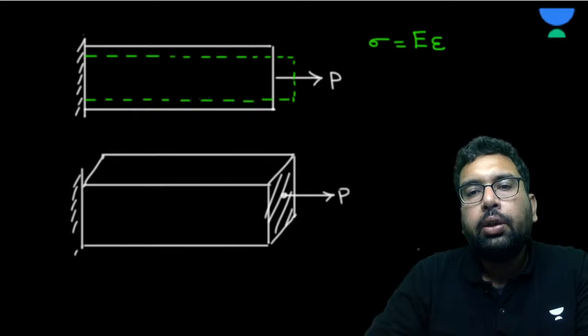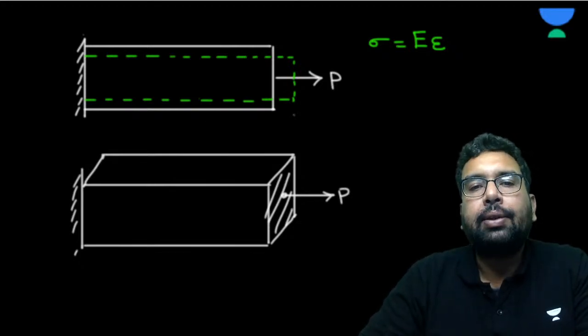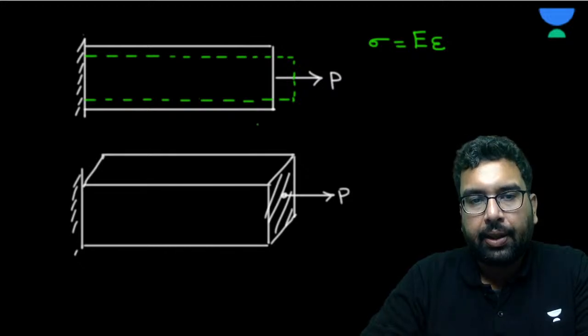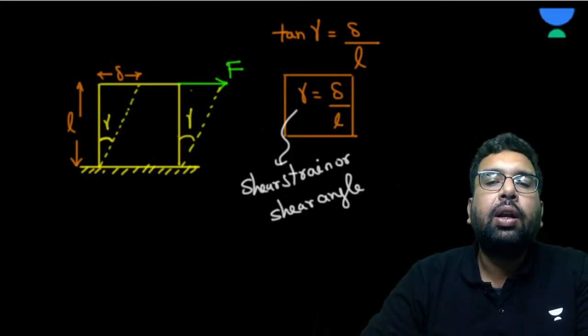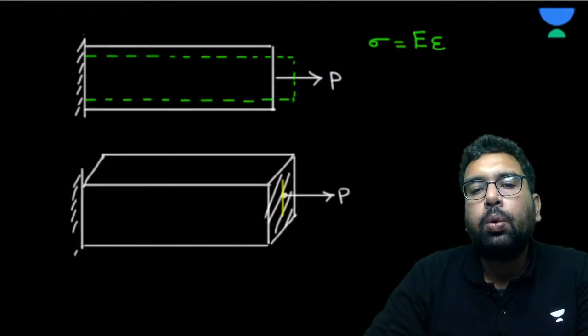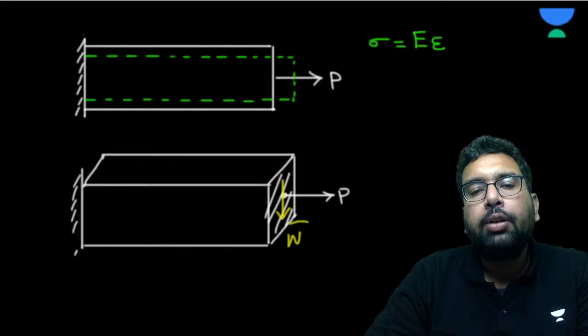Now, due to this load, a body will have the tendency to deform like this. It will have some elongation in its length. Now, what is the shear load? When on a body you are applying the force parallel to the cross section, like in this case, if I apply the load like this, this is going to become the shear.